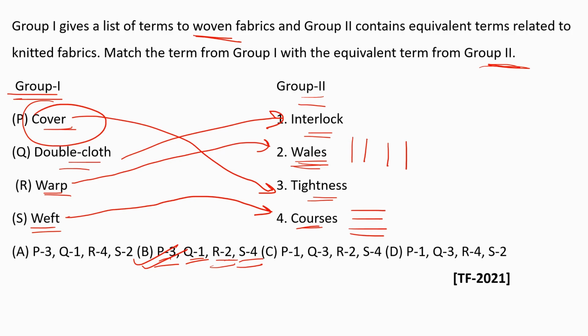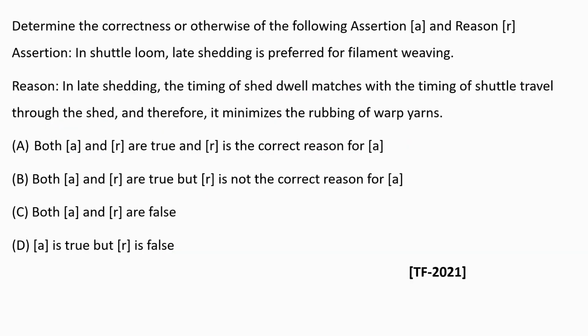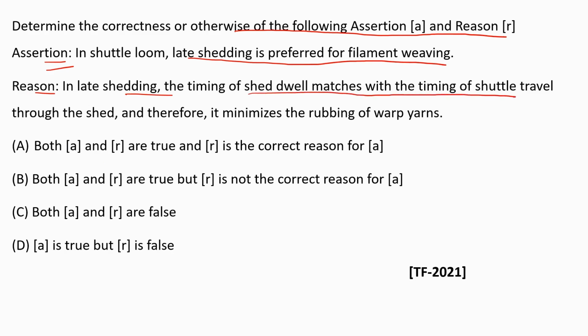Now coming to the next question that says: determine the correctness or otherwise of the following assertion and reason. The assertion is that in shuttle loom, late shedding is preferred for filament weaving, and the reason is that in late shedding the timing of the shed dwell matches with the timing of the shuttle travel through the shed, and therefore it minimizes the rubbing of the warp yarns.